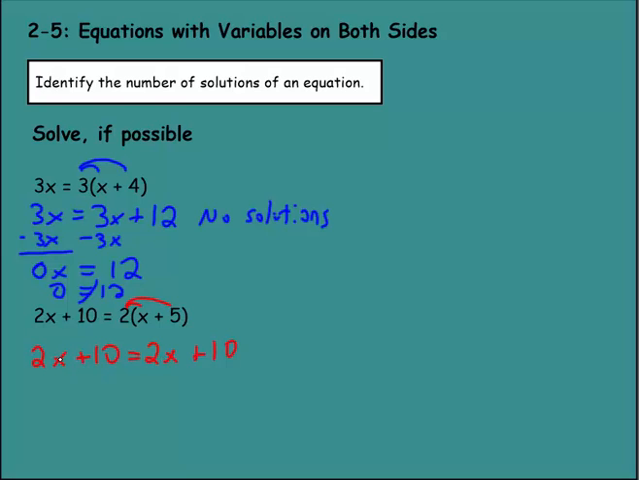If I do 3 for x, for example, that would be 6 plus 10, 16, equals 6 plus 10, 16. If I plugged in 5, that would become 10 plus 10, 20, 10 plus 10, 20. That means no matter what value I plug in for x, this will always be a true statement. So that means the number of solutions are infinite. No matter what value we plug in for x, it is going to be a true solution. So in a situation where you have the same variable with a different constant, that's going to be no solution. When you have the exact same variable and constant, it is an infinite solution.